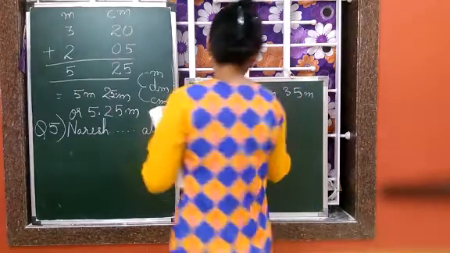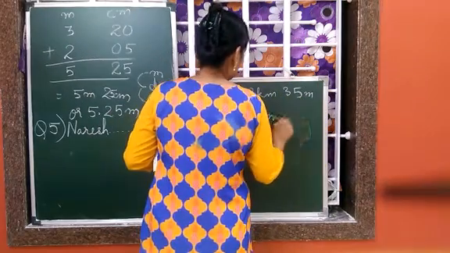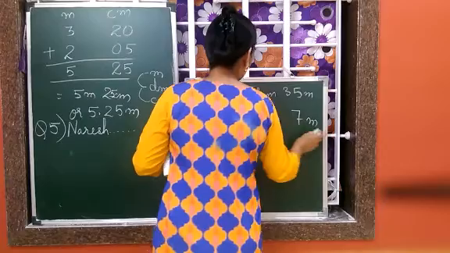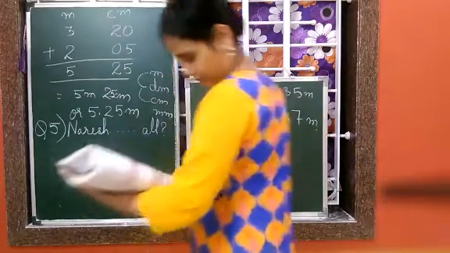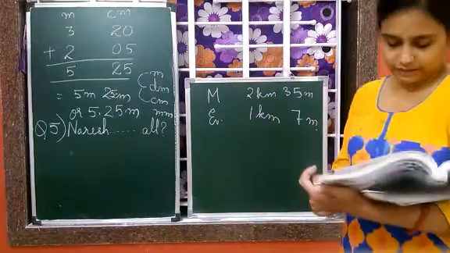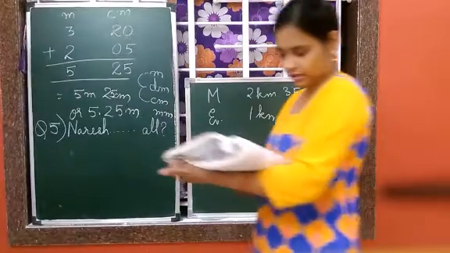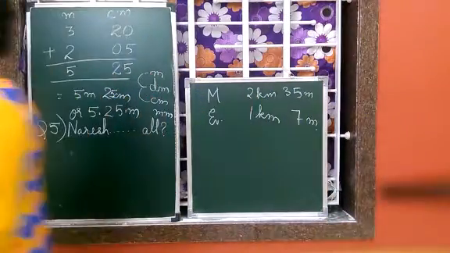And 1 kilometers 7 meters in the evening. How much distance did he walk in all?